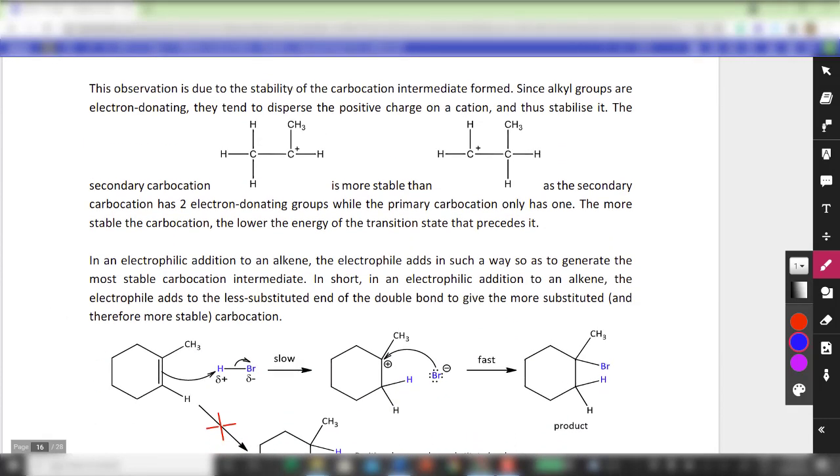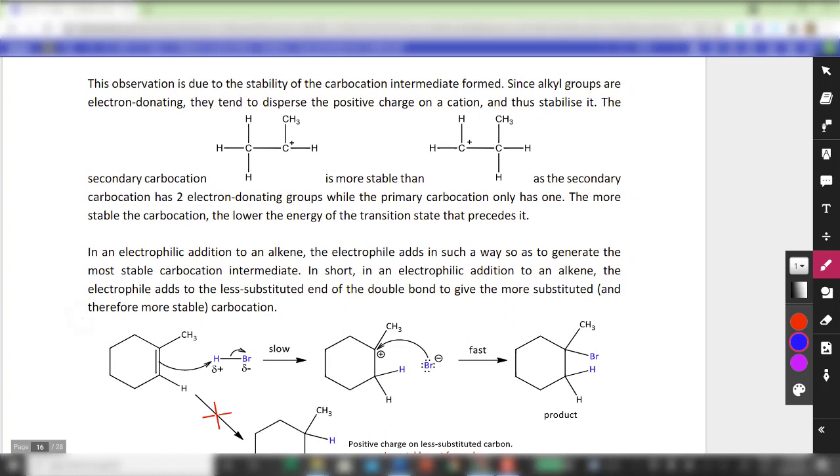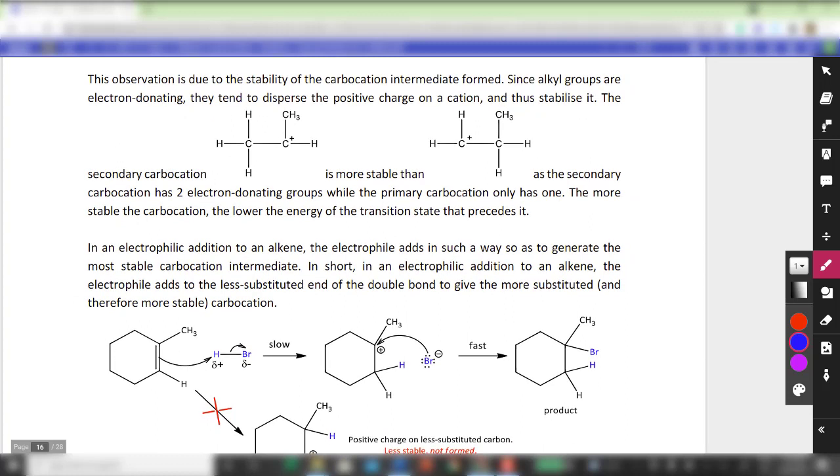I think there's a whole bit over here to explain to you why. I will not spend too much time here, but basically the more stable carbocation will be formed because there are more electron donating groups to stabilize it. Because of that, the activation barrier leading to its formation is low. I think I mentioned all this earlier on.